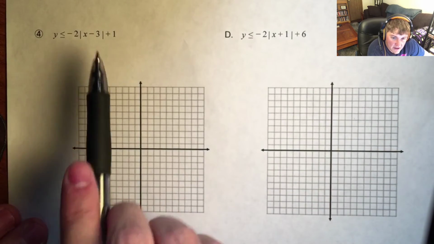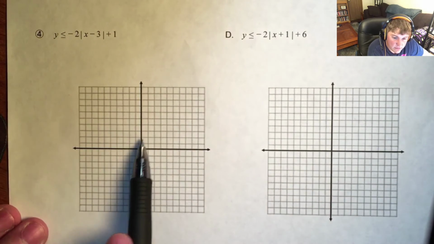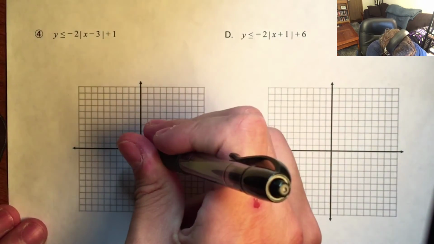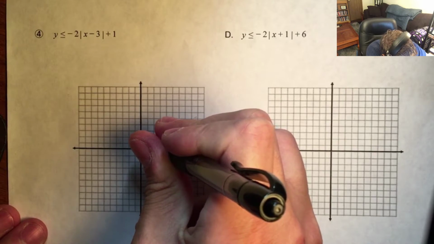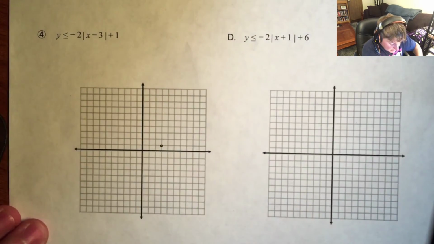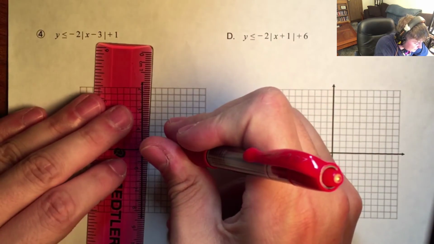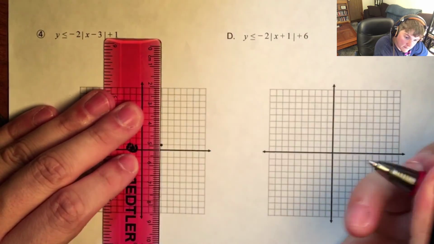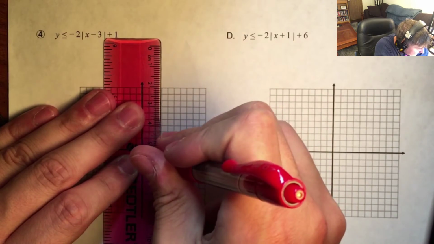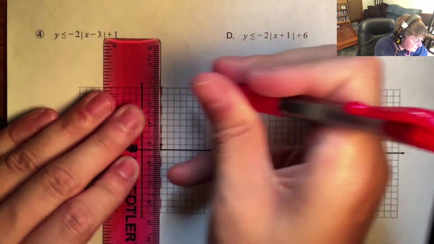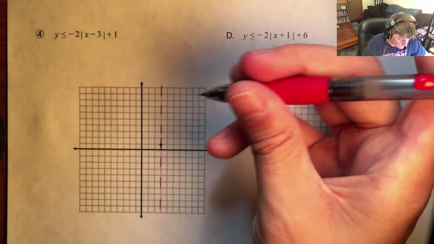Okay, I know that the vertex is normally at 0, 0, but it's being moved to the right 3 and up 1. So let's go ahead and do that. 1, 2, 3, and up 1. Okay, so then I can go ahead and make my axis of symmetry. Alrighty, that looks good to me. All my points are going to be symmetrical about this red line.